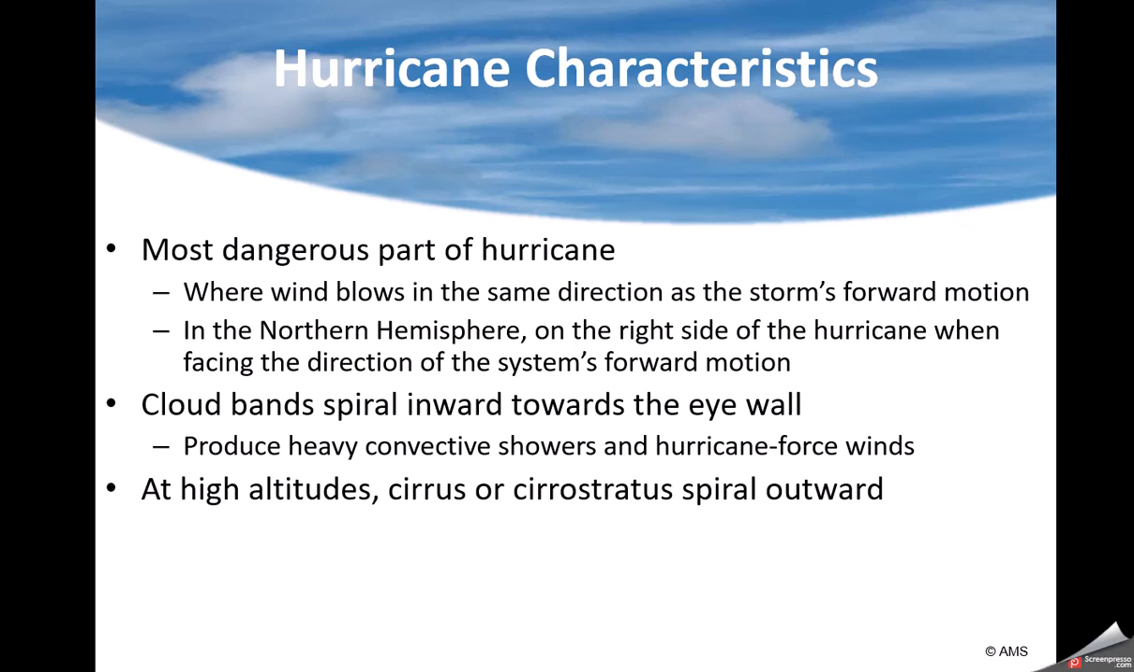Eye walls are definitely the most dangerous part of the storm. And on the right side of the direction the storm is moving, where the wind is coming from typically, that direction adds a little bit of speed to the wind, so the winds will be slightly stronger in that area compared to other areas.